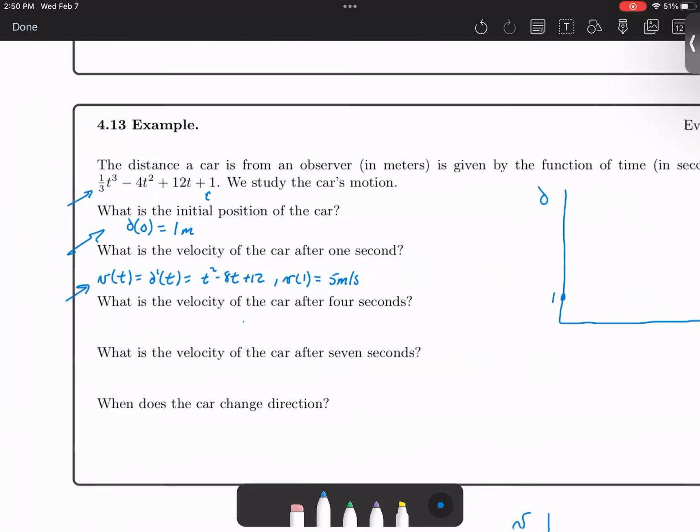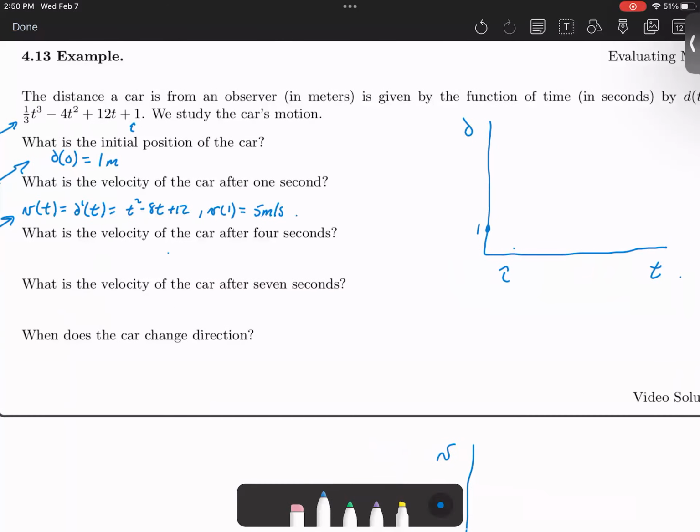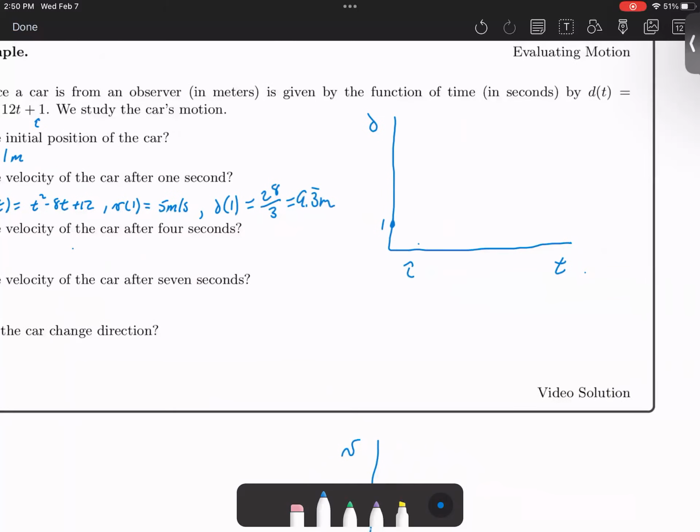All right, so when time is equal to 1, somewhere over here, we are traveling forward at a rate of 5 meters per second. So we're increasing our distance away from the observer at a rate of 5 meters per second. But I don't know if I'm here or down there. So let's evaluate the position at that time value as well. Even though the problem doesn't request it, if you evaluate your distance function at 1 second, you get 28 thirds of a meter, or 9.3 repeating meters. So somewhere over here at 9.3.